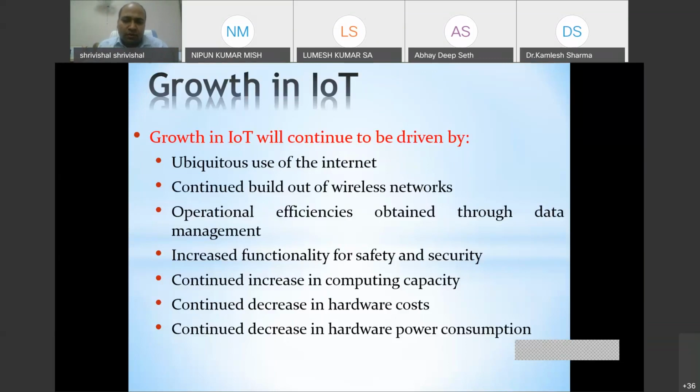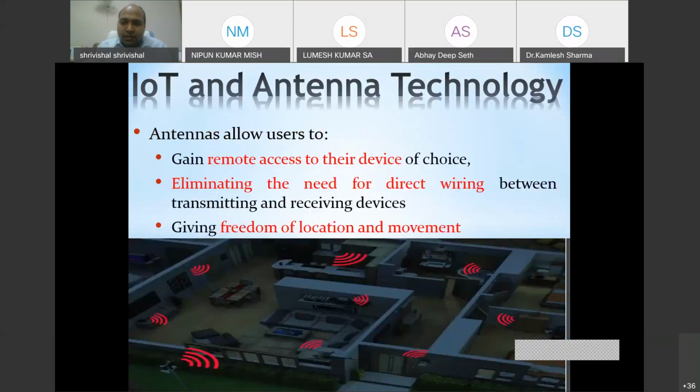All this functionality, which has been enhanced within the last 1 or 2 decades in mobile communications, are the main key parameters which facilitate such growth. So if you see precisely, IoT and antenna technologies, we can say antennas allow users to gain remote access to their device of choice, eliminating the need for direct wiring between transmitting and receiving devices. Otherwise, once we are going to retrieve information from some place, we have to connect through a wire each and every time.